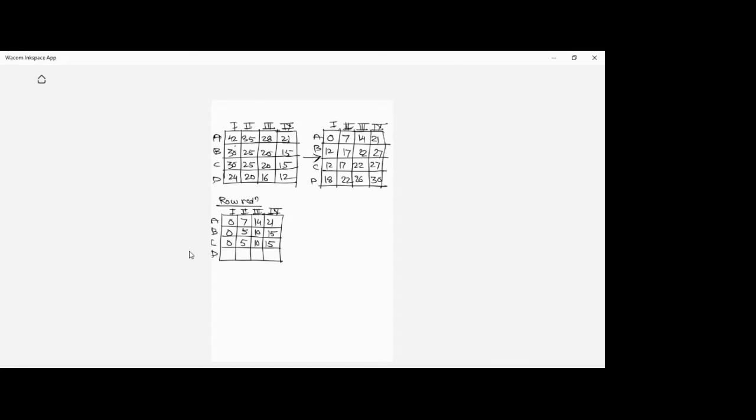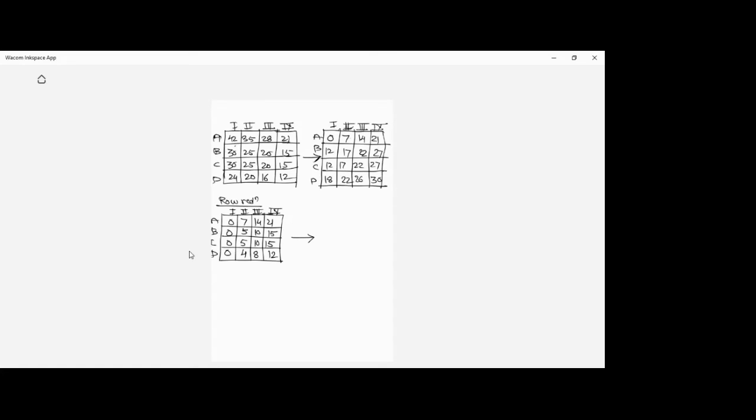And lastly, we have 18 as the smaller value. So 18 minus 18 is 0, 22 minus 18 is 4, 26 minus 18 is 8, and 30 minus 18 will be 12. Right? So I'm hoping that you have understood this.